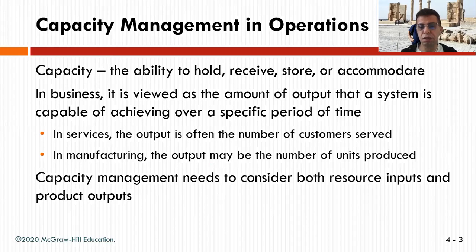In services, it is a little bit different. In services, the output is often the number of customers served. In manufacturing, the output may be the number of units produced or processed. So capacity management needs to consider both resource input and product output. They look at both things, how many at a certain level, in a certain limited time, the resource input and product output.